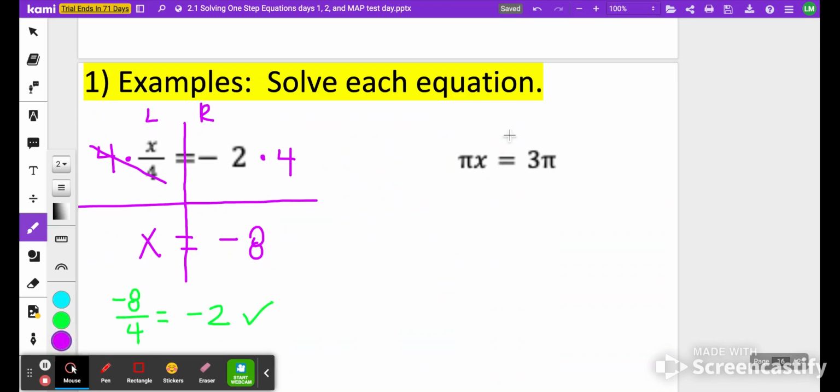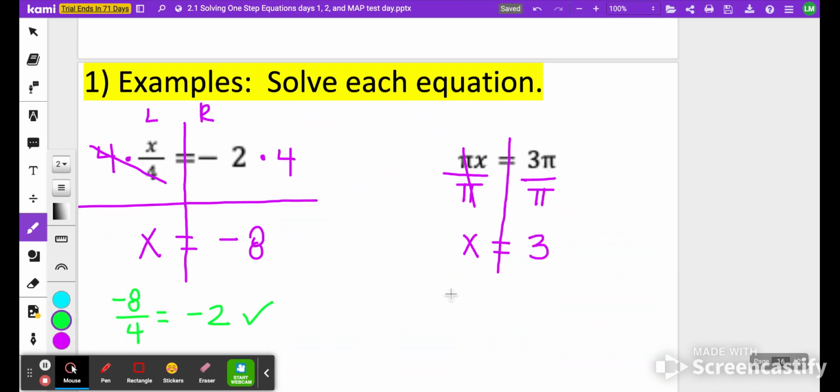This next one, I'm going to again separate the left and the right side. Noticing on the left is where my x is, and that's being multiplied by pi. So what I need to do is divide both sides by pi. Pi divided by pi will just cancel out to be 1. So 1x, which is just x, is equal to 3 pi divided by pi. Well, that will be equal to 3, since those pi's will also cancel out.